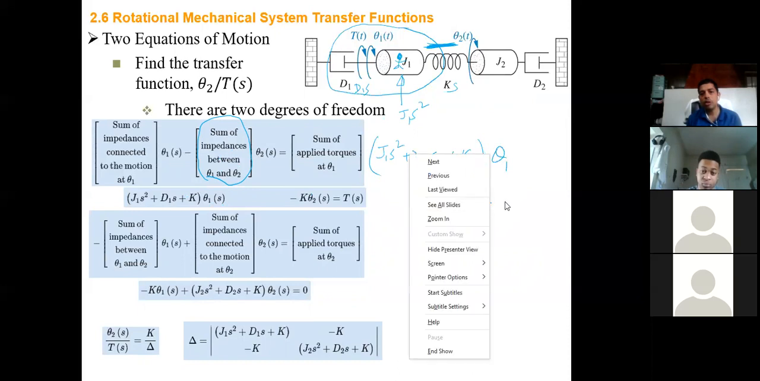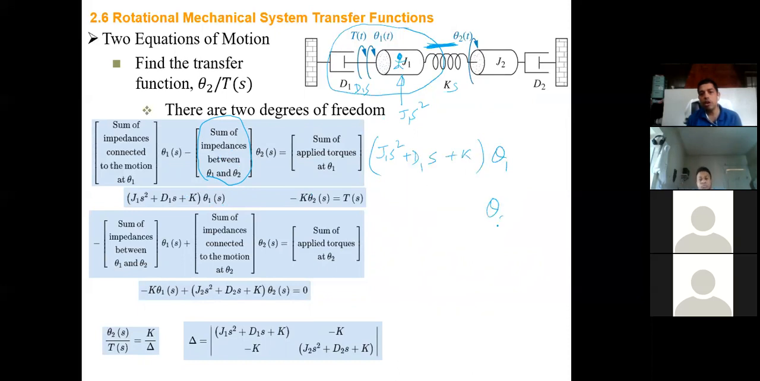So that will be, because you already have theta 1 here, this will be theta 2, okay? Keep that in mind. Then, what is the sum of impedance between these two guys? Ks. So let me put Ks here to save my space. Equals, so what is the sum of applied torque at theta 1? At theta 1, how many torques are there? Only one, T.